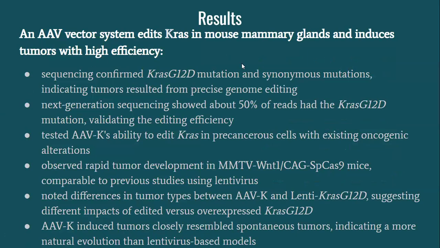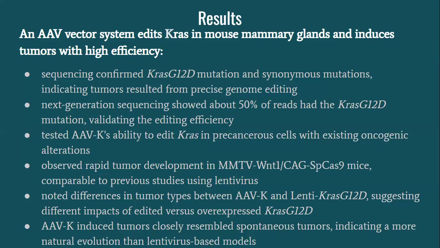So the sequencing also confirmed that the KRAS G12D mutation and synonymous mutations indicating tumors resulted from precise genome editing. Then next generation sequencing showed that about 50% of reads had the KRAS G12D mutation. So this actually validated the editing efficiency of the newer method. Then the AAV-K's ability was tested to edit KRAS in precancerous cells with existing oncogenic alterations.